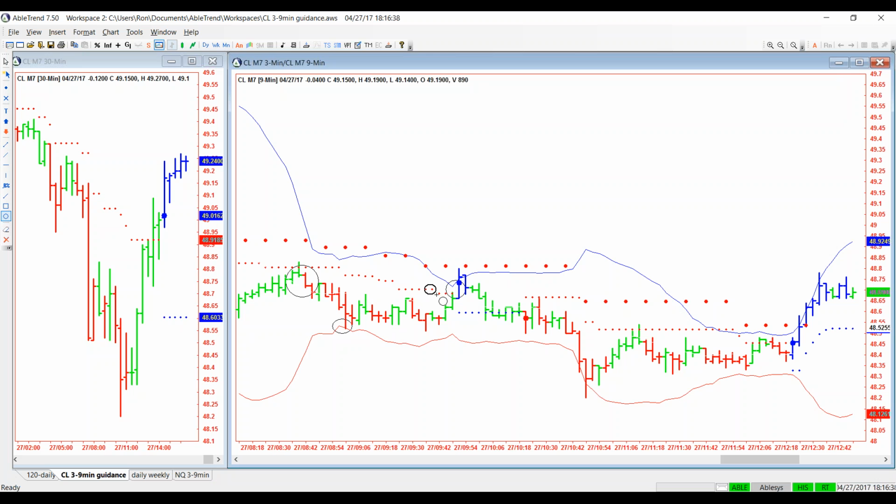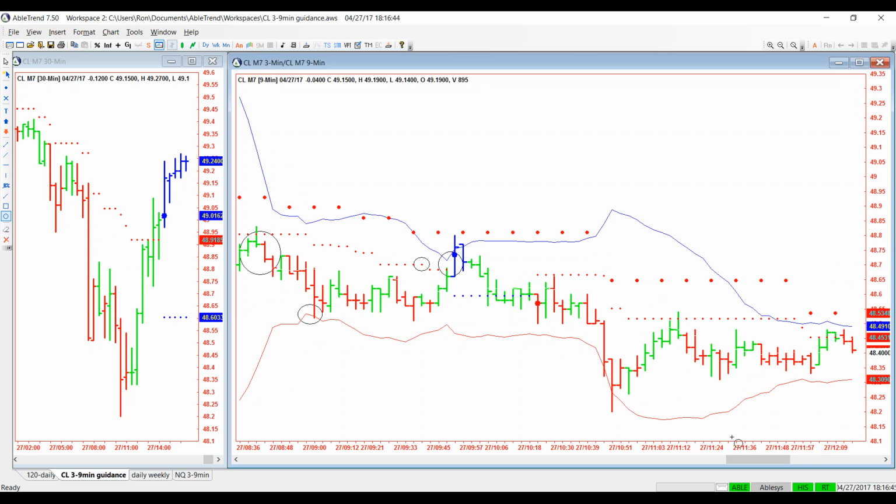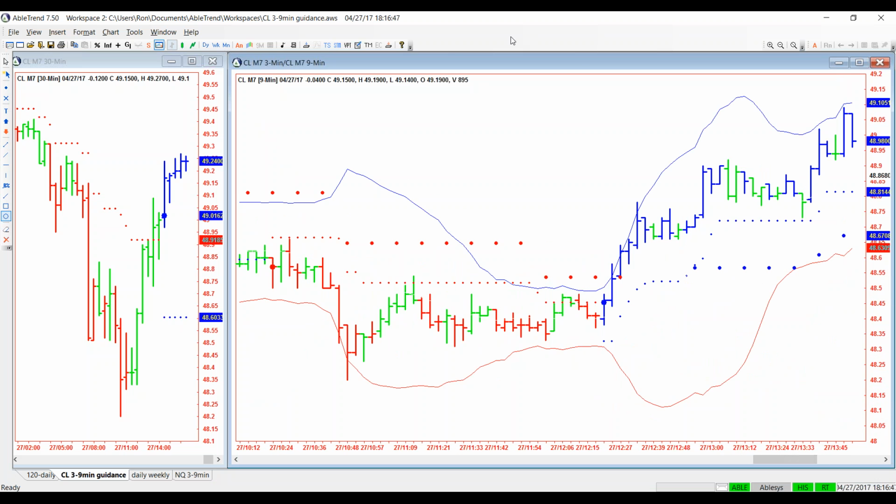Second higher row of red dots above the price. So, pretty good stuff. Been a really good week. Wow, we've had some great feedback. And the hardest part is just doing it, pulling the trigger. That's the hardest part.